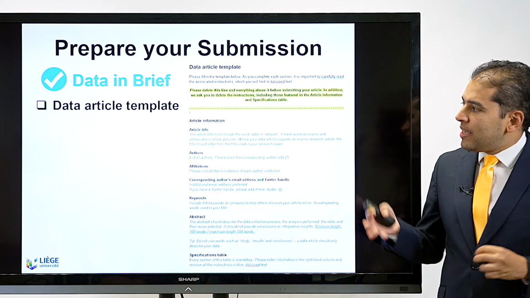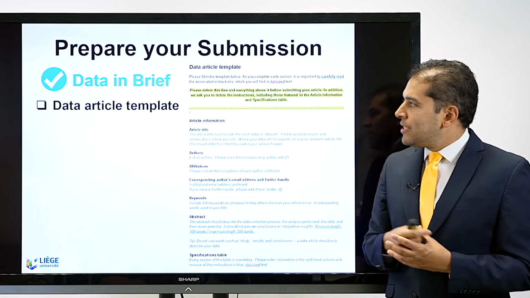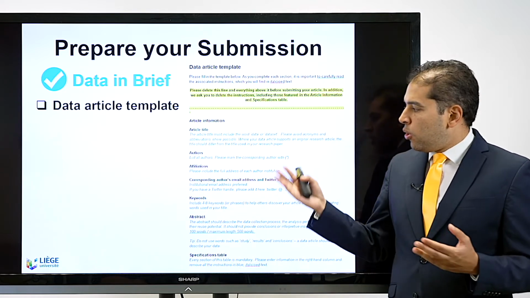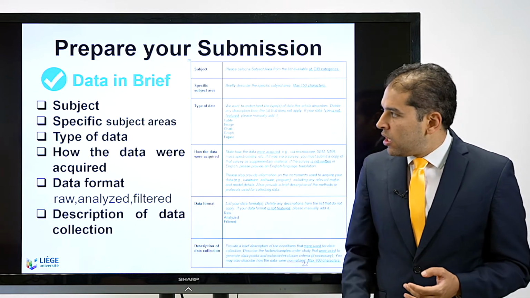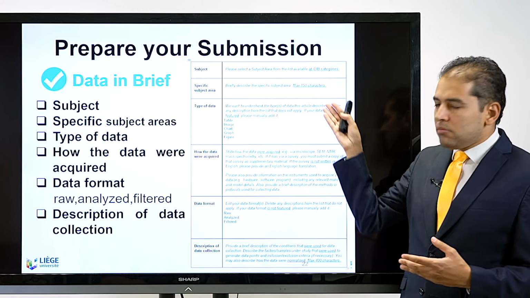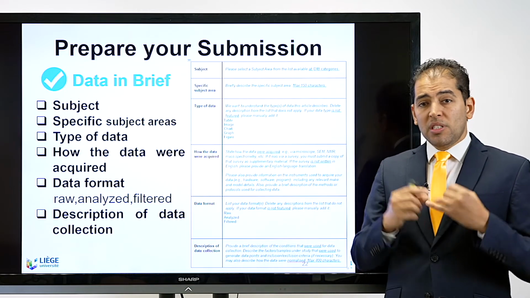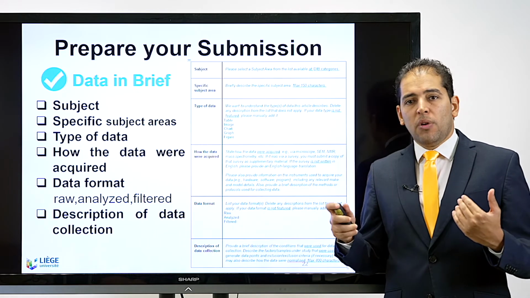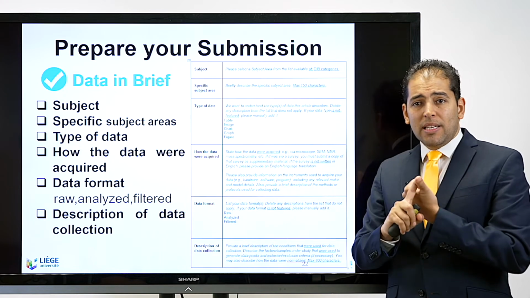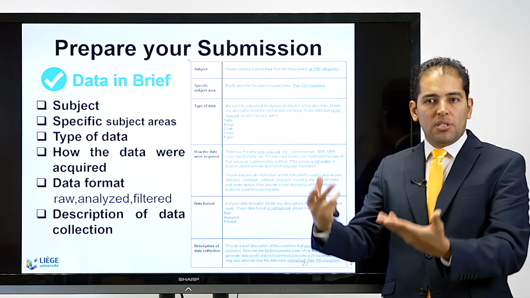And as you can see, the template has some format. It will ask you for the data article title, authors, affiliations, keywords, abstract, specifications. And I need to fill up this information. First of all, what is the subject I'm talking about in this data set that I'm going to publish? Because now, don't forget the following. I have a data set, and I'm now publishing a data article that describes this data set.